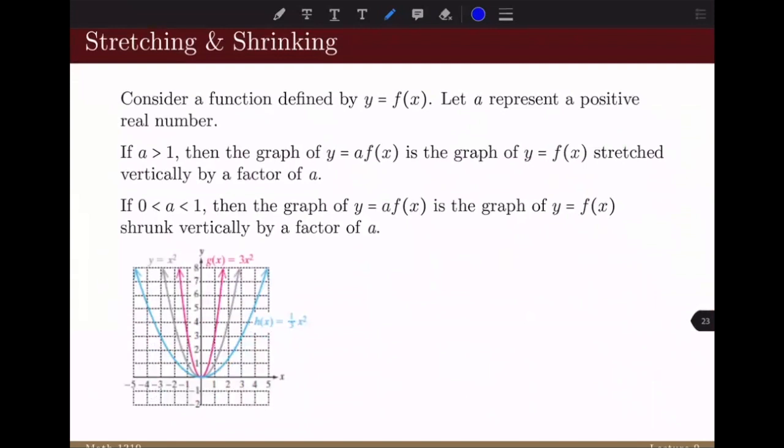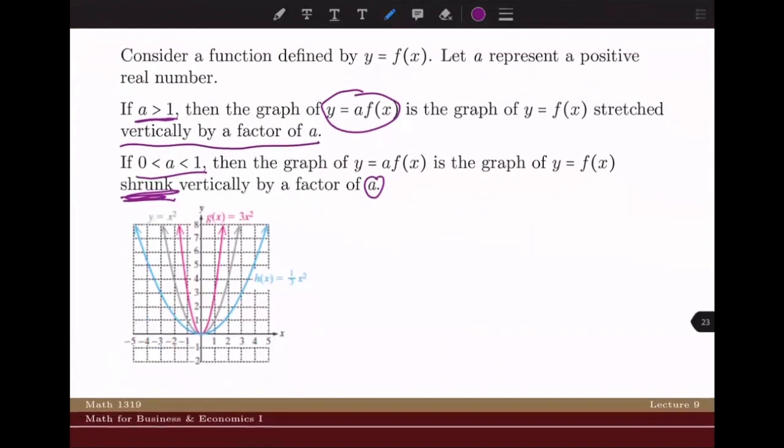The other thing we can do with graphs is stretching and shrinking. So we can essentially pick up a graph and move it around. We can also stretch it out and shrink it. So consider a function defined by y equals f of x. Let a represent a positive real number. If a is bigger than 1, then the graph y equals a f of x is stretched vertically by a factor of a. However, if a is less than 1, then the graph is shrunk vertically by a factor of a.